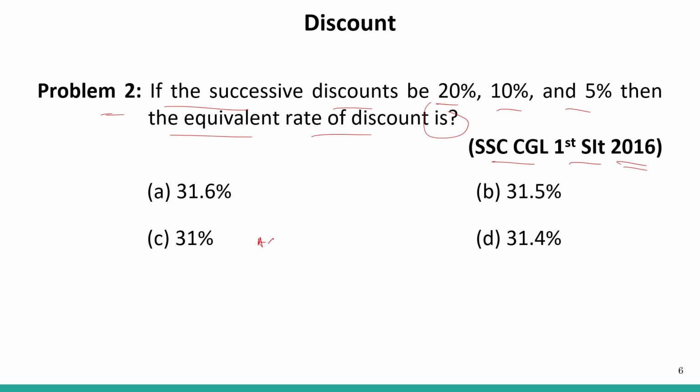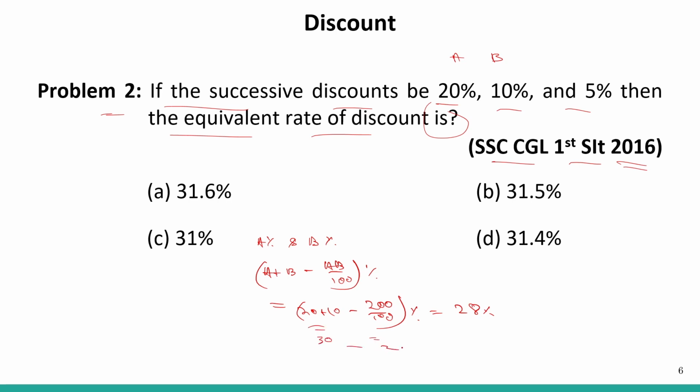If you have A percent and B percent as successive discounts, their order may be different, but the formula remains the same. It will be A plus B minus AB by 100, this much percentage. Let's take 20 and 10 as A and B for this case right now. So this will be 20 plus 10 minus 200 by 100. In percentage this becomes 28%, because this will be 30 and this will be 2, so 30 minus 2 is equal to 28. So we have 28%.